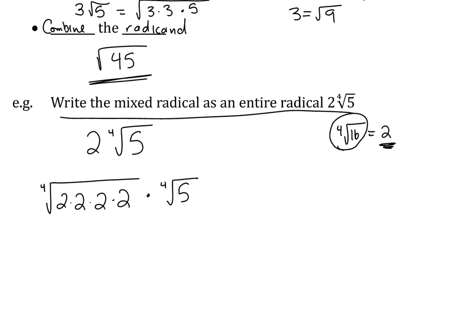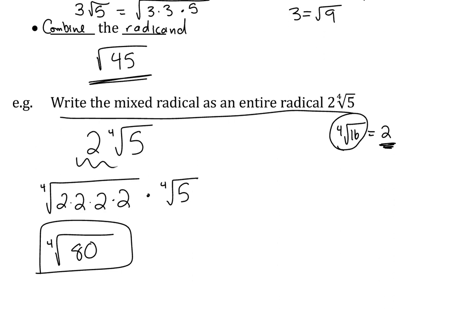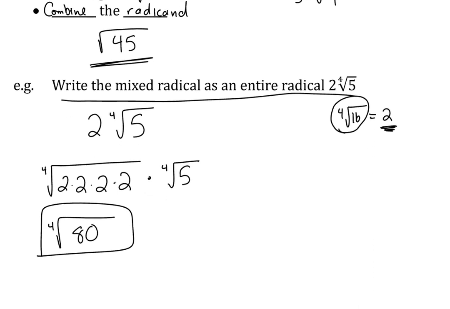So now we have the fourth root of 16 times 5. 16 times 5 is just 80. So we've gone from a mixed radical with a whole number outside and a radical to an entire radical. An entire radical lives entirely under the radical sign. I don't know why I found that so funny.